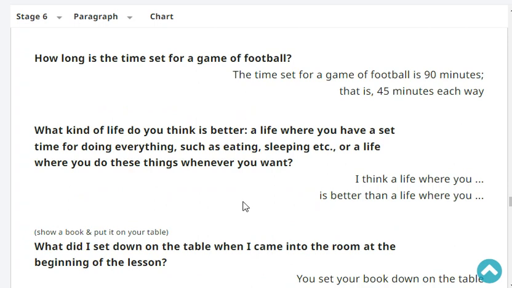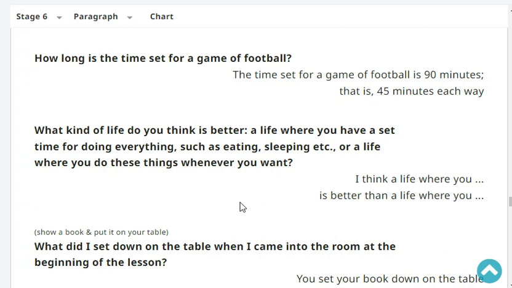How long is the time set for a game of football? The time set for a game of football is 90 minutes. That is 45 minutes each way. Very good.